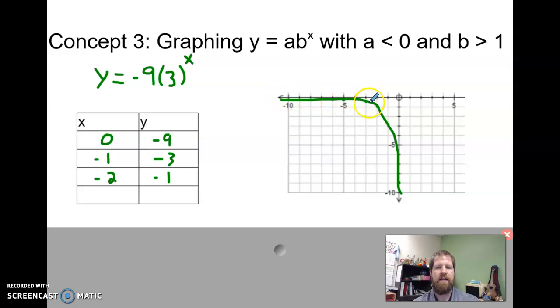don't forget that the decrease from negative 9 to negative 3 is going to be the same ratio as the decrease from whatever it is at x equals -9 to x equals -10. Okay.